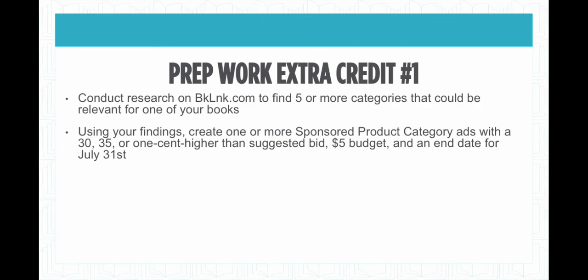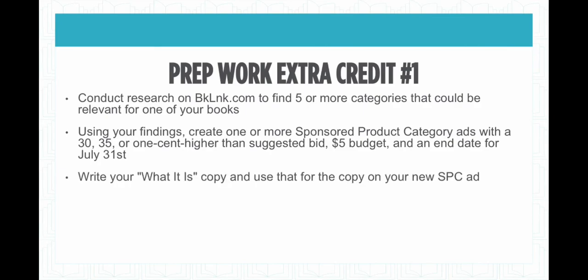Remember, if you have a standalone book, 30 cents. If you have a series starter like a book 1 or a box set, 35 cents. If the suggested bid of the category is under 30 cents, just do 1 cent higher. So you're going to have a $5 budget. You're going to set your end date for July 31st. Then you're going to write your What It Is copy and use that for the copy on your new sponsored product category ad.